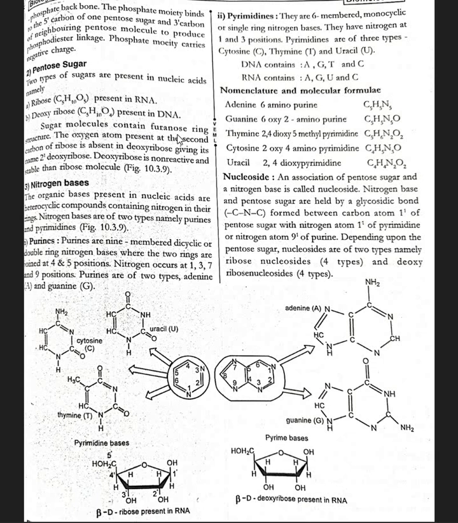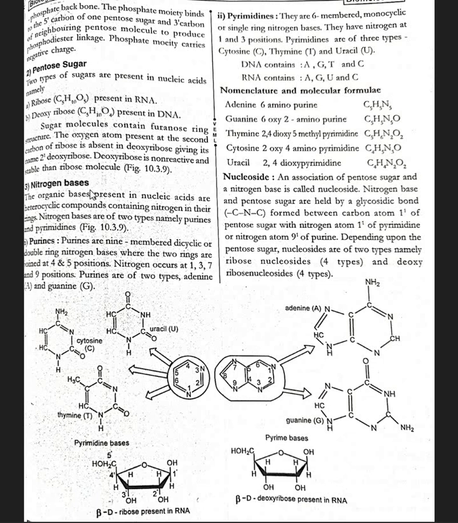So the sugar molecules contain a furanose ring. The oxygen atom present at the second carbon of the ribose is absent in the deoxyribose, giving it its name, deoxyribose. Deoxyribose is less reactive and more stable than the ribose molecule. So it's very stable, that's why there is no oxygen on the second carbon.